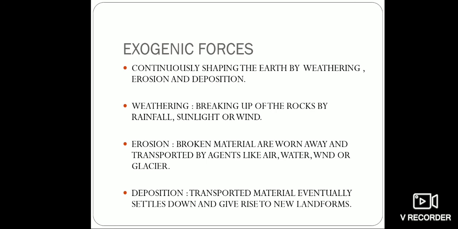The effect of the climate breaks down the rock into small fragments. That is called weathering. And when these small fragments or the broken material are worn away and transported by agents like air, water, wind, or glacier, that process is known as erosion. And when these broken materials and sediments get deposited, that process is known as deposition.